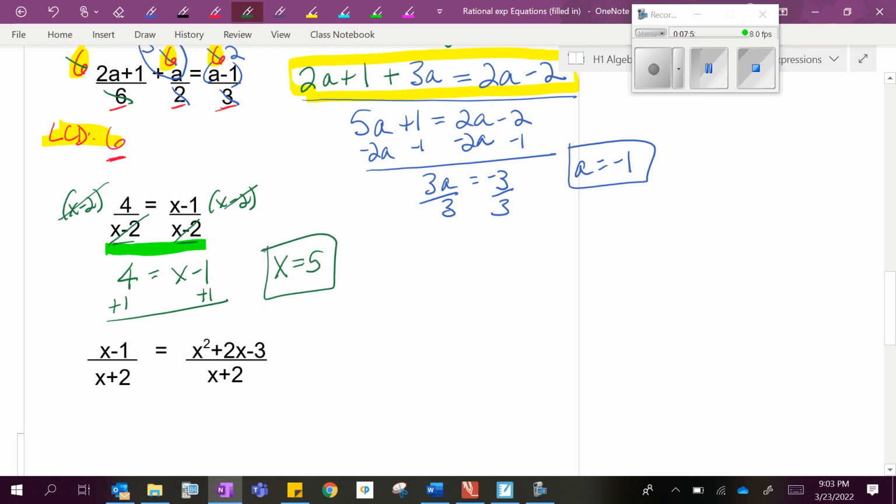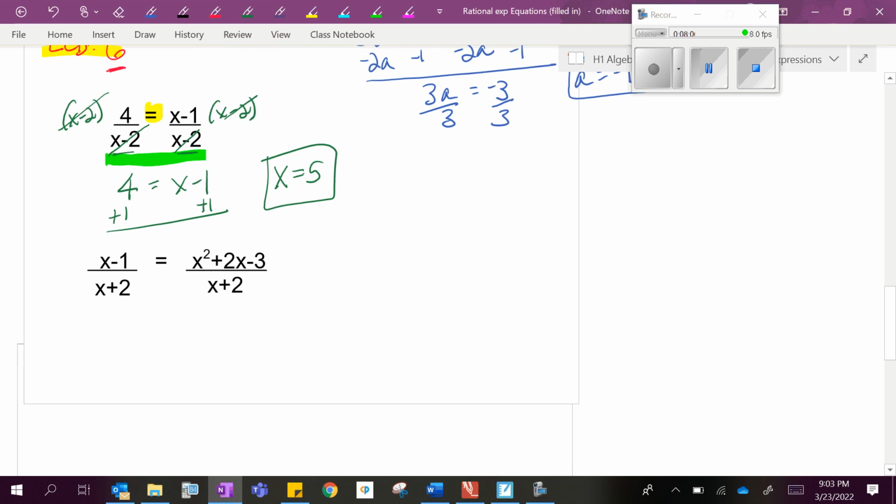Okay. So again, because of this equal sign, that's what allows us to multiply every term by the same thing. And because we have two sides of the equation, it all keeps the equation equal. Okay. So if we look at the next one.